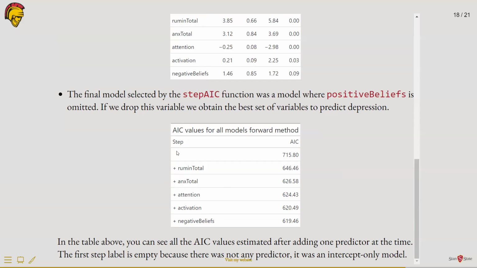Oh yeah, and this one doesn't have any predictor because this is the intercept. This is the intercept model only, right? It's just a mean.